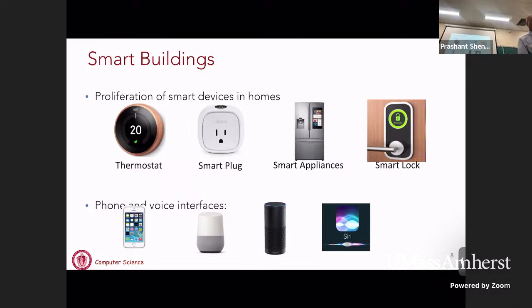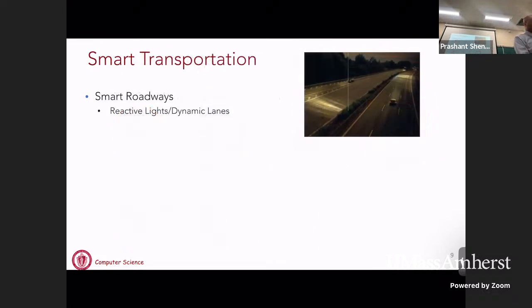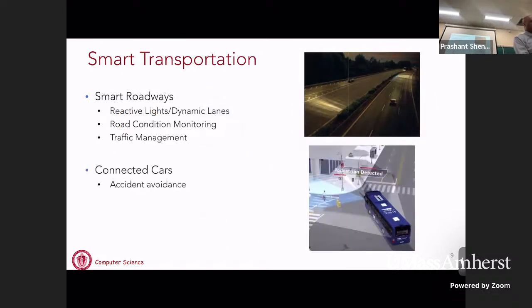Okay? That's one, another domain, which is smart buildings. There are lots of these devices that help you conserve energy. Okay? These are more convenience devices. Just you want to turn things on or off with your phone, but there are many that are designed specifically to reduce the energy consumption of a building and so on as well. Okay? Last one is transportation.